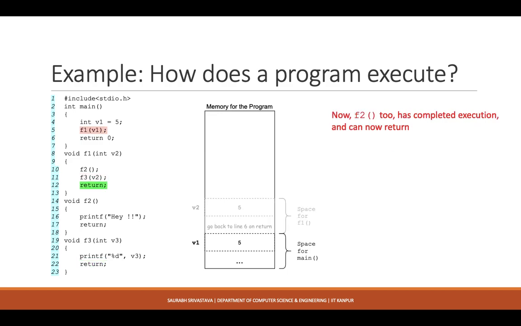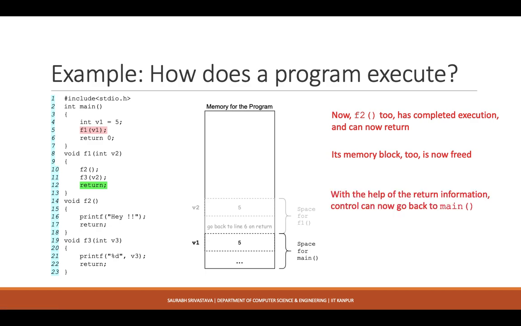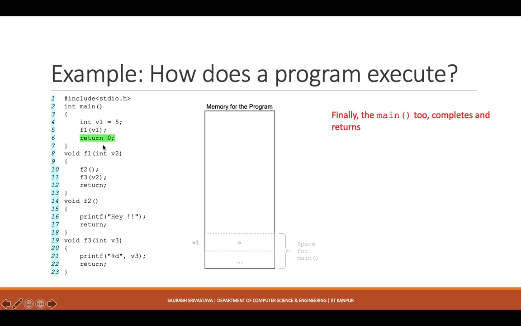So finally we go back to this place, and now even F2 has completed, this is F1, so F1 has completed execution too. So now this memory that was given for execution of F1 can also be freed. With the help of this return information, I'm going to go back to the calling function, which is main.